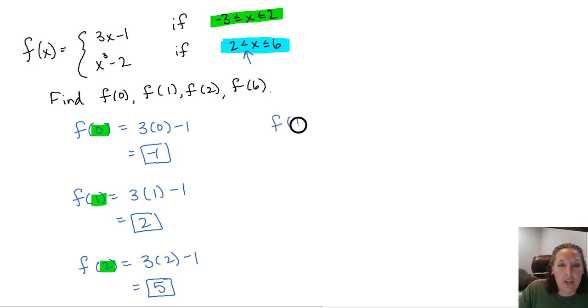And so the only one from this example that's in that bottom category is our 6, because we're finding f of 6. And so now we'll only look at the bottom one, and we get 6 cubed minus 2. And 6 cubed is 216, minus 2 is 214.